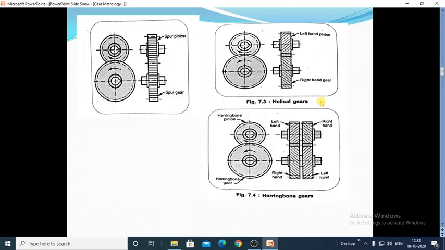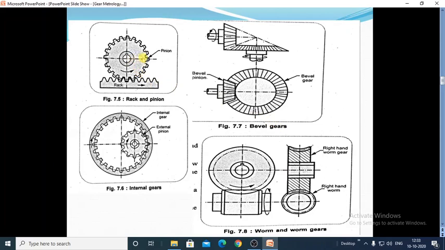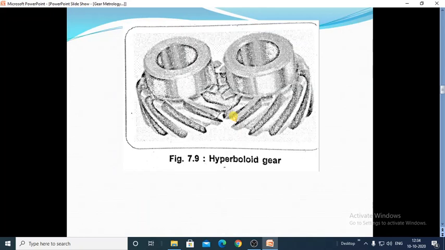Now let us see the diagrams. So this is our spur gear, you can see the teeth are parallel. Helical gear, there is a helix angle provided in the gear. Third one is the herringbone gear. Next it is rack and pinion. Bevel gears transmit power at 90 degrees. This is worm and worm gear, this is rack and pinion, this is internal gear. So these are the types of gear, and the next one is the hyperboloid gear.